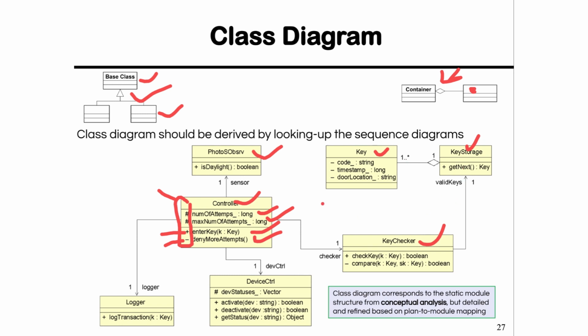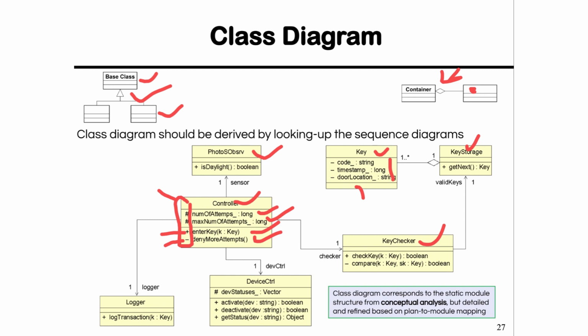So from the class diagram, what we can get is, first, the name of the class. For instance, for this one, key is the name of the class, and the state of the class, at least the specification, code, timestamp, and door location for the key class, is there. This one might not have methods, but in the case of, for instance, controller, it has methods like enter key and deny more attempts. So from the class diagram, we get the states of the class in addition to the name, and again the behavior or methods of the class.